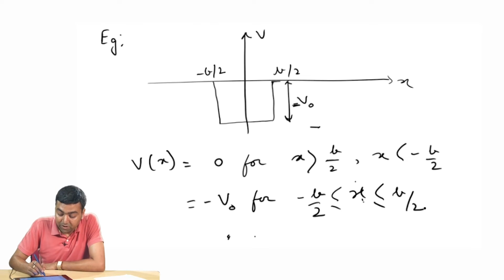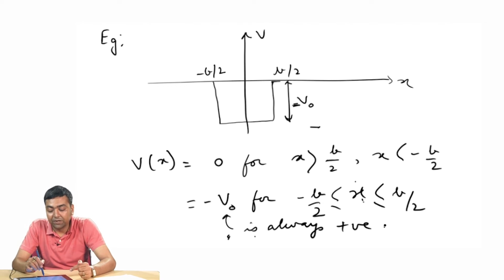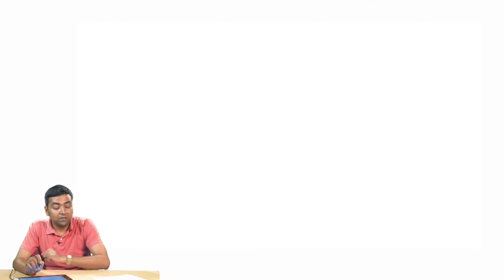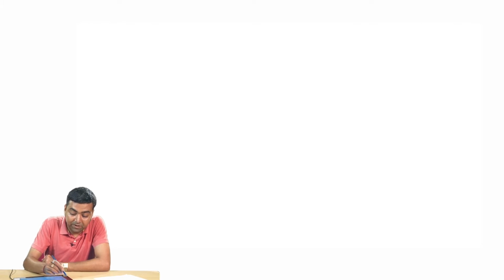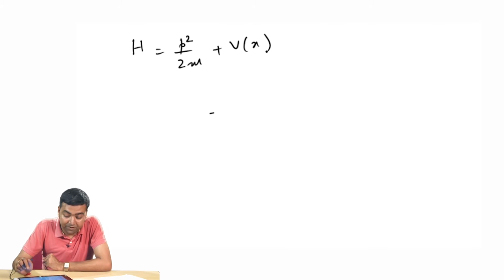Now, note that I am talking about an attractive potential, so my V 0 is always positive. This is the potential and I want to solve the Schrodinger equation for this one dimensional potential using the variational principle. So, my Hamiltonian is the following: p square by twice m plus V of x, where V of x is this potential which is given.